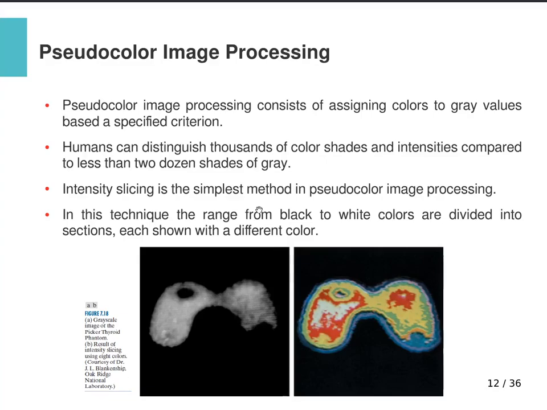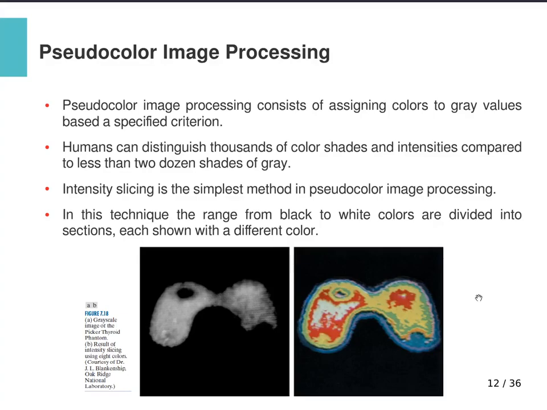Intensity slicing is the simplest method in pseudocolor image processing. In this technique, the range from black to white grayscale values is divided into sections, and for each section a different color is assigned, and the image is represented using these pseudocolors. So here you see one example. We have the grayscale image of a patient. Basically, it's a medical image, and to its right you see the result of intensity slicing using 8 different colors.